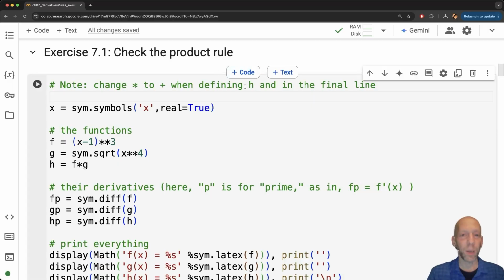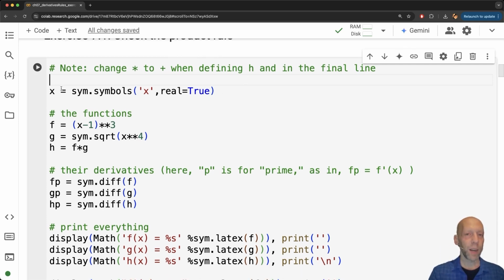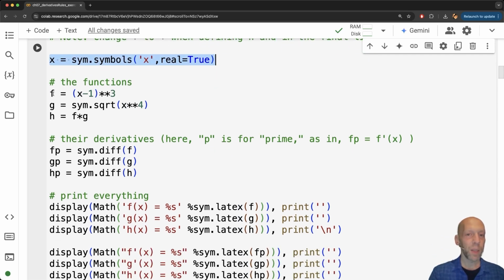So here's what the code looks like. I call this exercise checking the product rule. We're actually demonstrating where the product rule does not apply, or where multiplication does not apply, and we need the product rule. Anyway, so here I'm defining x to be a symbolic variable. These are the two functions, f and g, and then you can see I'm defining function h to be just the product of f times g.